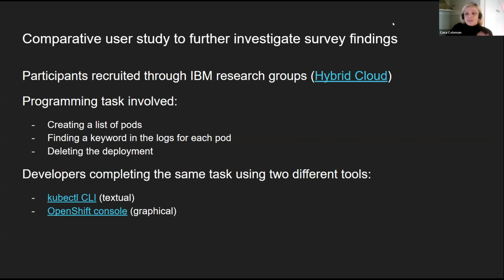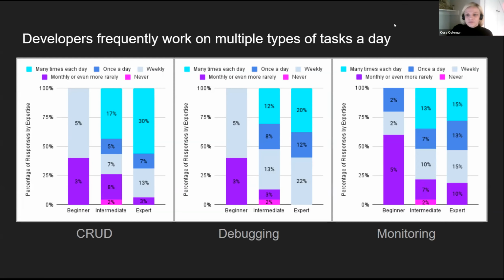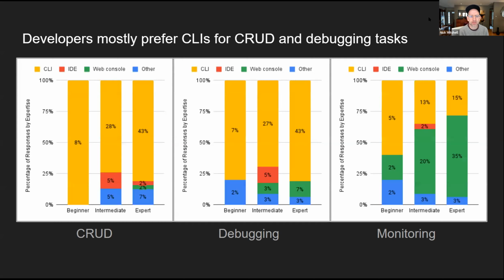So Cora, this comparative. Before you go on, go back to the previous slide. Interesting if we take the cross product of those two charts. It looks to me like the monitoring tasks you said were the least CLI biased, whereas debugging and CRUD were pretty CLI heavy, right? Go back to the first chart, just to remind me of the numbers. Yeah, so they're almost entirely yellow, right? For the CRUD and debugging across expertise levels. Whereas monitoring was still CLI, but much more, as you said, web console dominant.